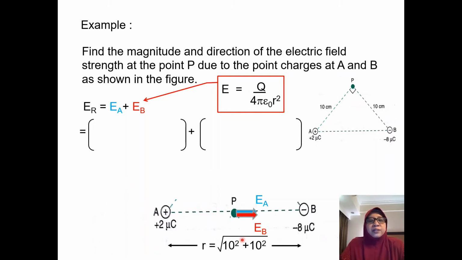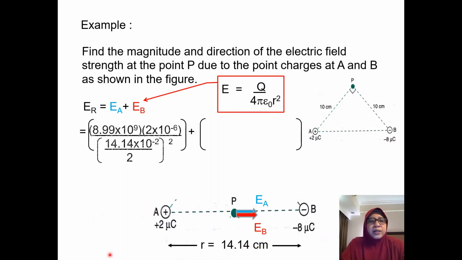Okay, we need to find the distance first. Given the diagram, from P, this is a right angle, 90 degrees, with 10 centimeter and 10 centimeter. So we can use Pythagoras theorem to find the distance AB. So R equals square root of 10 squared plus 10 squared. Solving this, we get 14.14 centimeter. Okay, so now we can substitute everything into the equation.